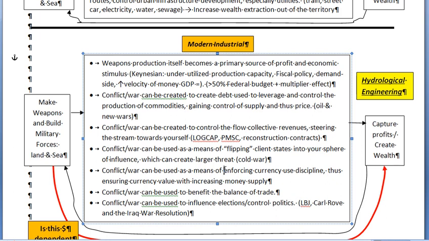All right, it's not just Iraq. It's not just Libya. It's a threat that all nations may shift to alternative currencies, whether it's the euro or the yuan or the dinar. That's a threat to the American dollar. Okay, conflict war can be used to benefit the balance of trade. Conflict war can be used to influence elections and control politics, and I give a couple examples here.